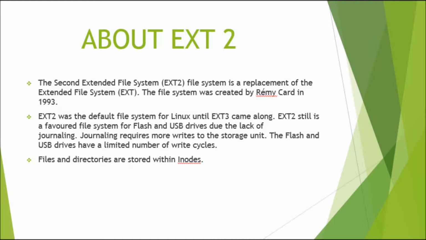ext2 is still a favored file system for flash and USB drives due to lack of journaling. Journaling requires more writes to the storage unit. The flash and the USB drive have a limited number of write cycles. Files and directories are stored within inodes.